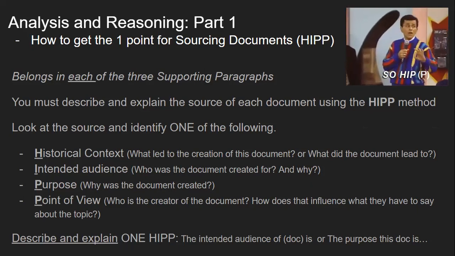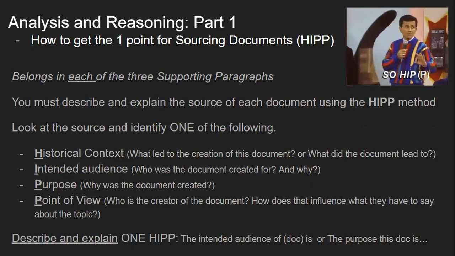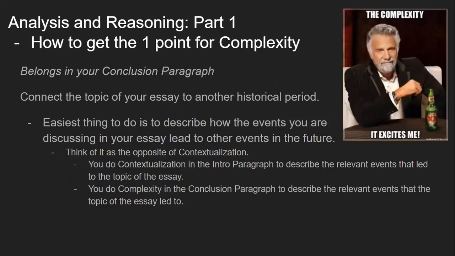So the last point that's available to you is through something called complexity. Now it should be stated, and again, maybe I said this at the beginning, maybe I didn't, only 2% of AP history students who take the AP test get this point. 98% of students do not get this point. This is a very difficult point to get.